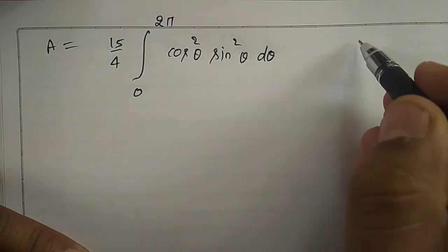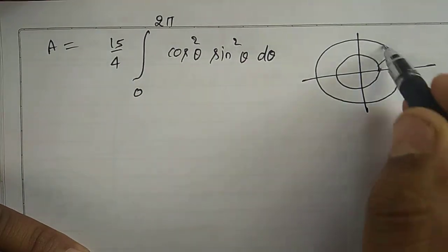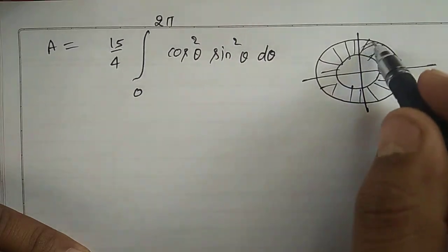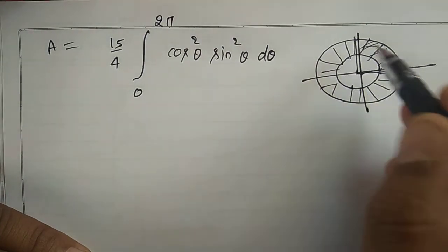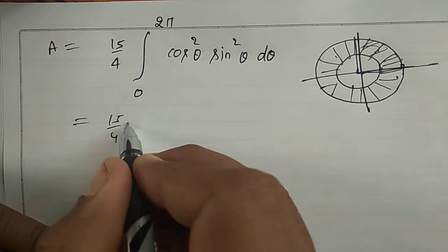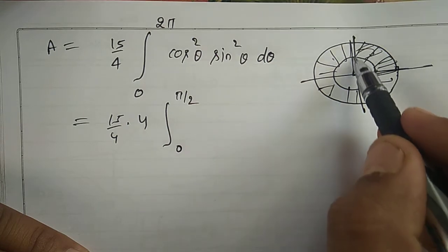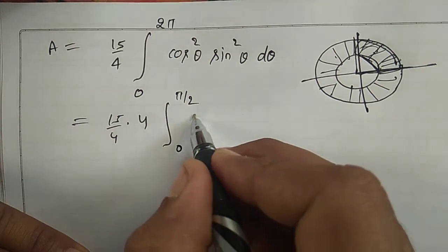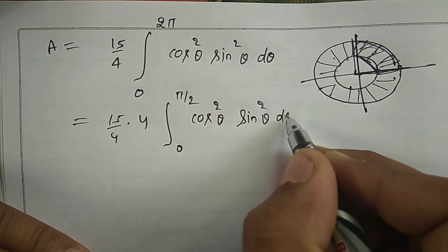Now since we have a symmetric region, you see this is a circle, this is a circle, so this is a symmetric region. So the area in one quadrant is the same as the other quadrants. Suppose this is the first quadrant, then the area in the first quadrant is the same as the second, third, fourth. So we can do here 15 by 4 into 4 into 0 to pi by 2. So what I am doing is taking 4 into the area in the first quadrant. In the case of symmetry we can do this, since we have symmetry, with cos square theta sin square theta d theta.